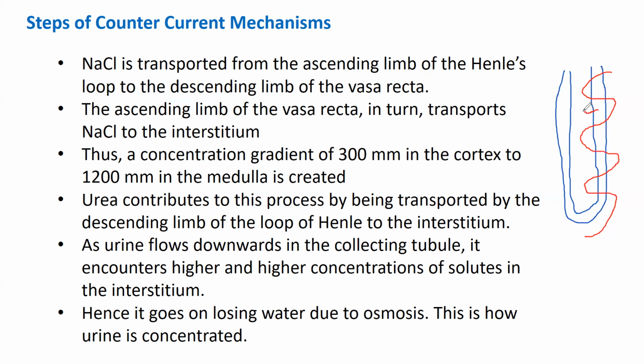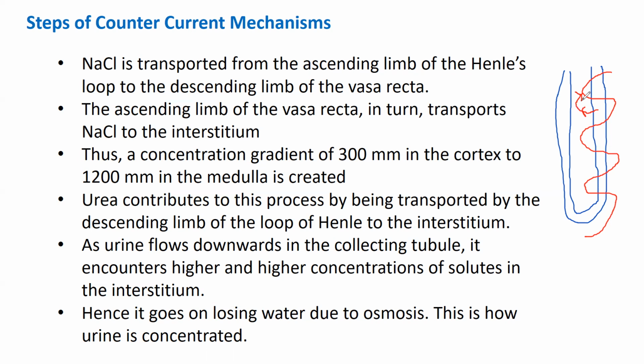Now, what happens from here? The sodium chloride is moved out. And where does it move to? It moves to the blood, that is the vasa recta. So sodium chloride is transported from the ascending loop of Henle to the descending loop of vasa recta. Okay. So the ascending loop of vasa recta, what will it do? It will transport sodium chloride to the interstitium.